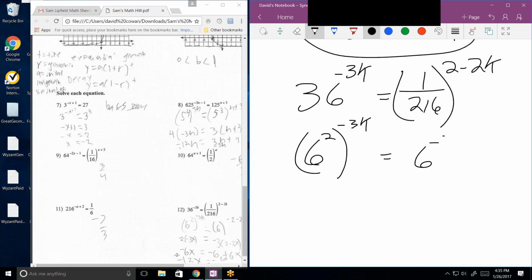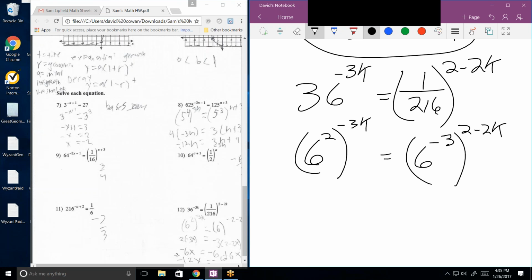6 to the negative 3 is 1 over 216, because all I'm doing is rewriting this number. That's all you're doing here, just like I'm rewriting 36 as 6 squared. Doesn't change the exponent, just gives me a common base. Now apply the rules of exponents. What's the next line?